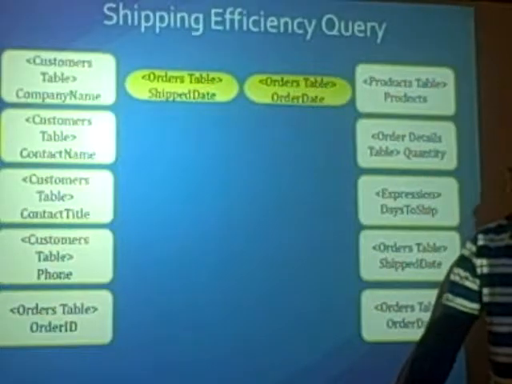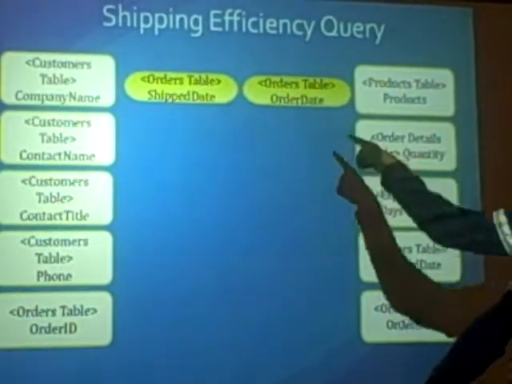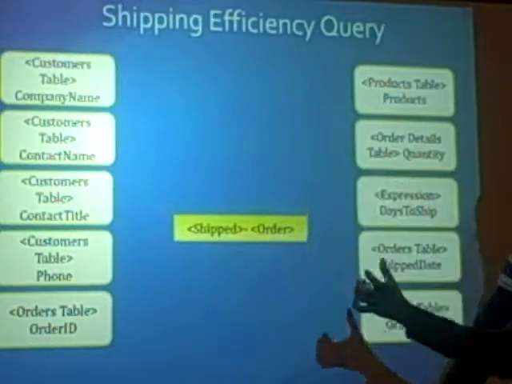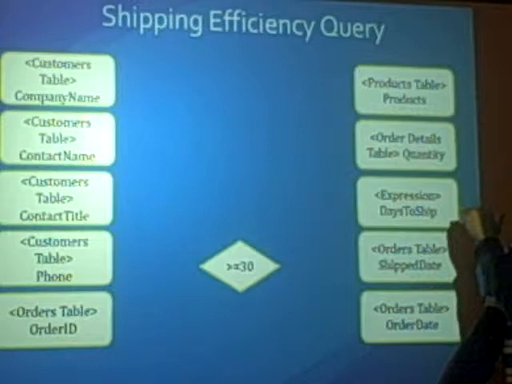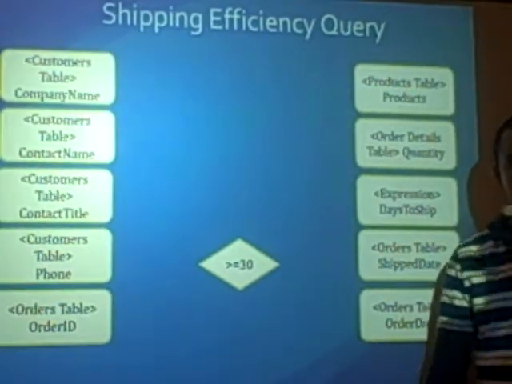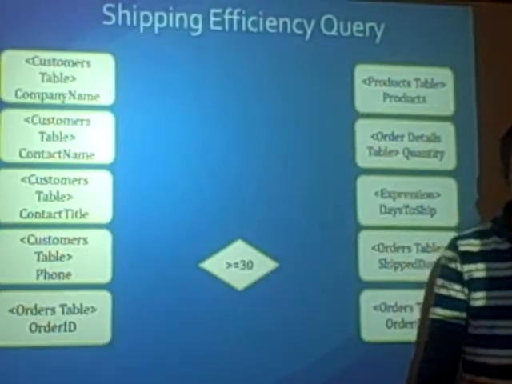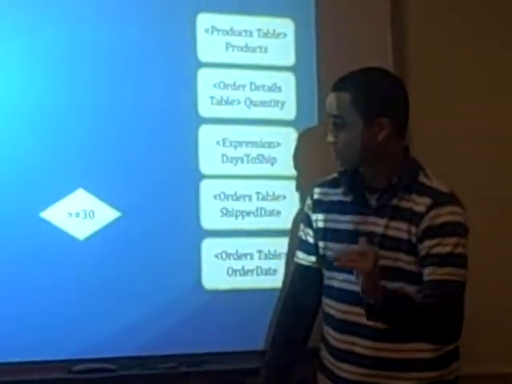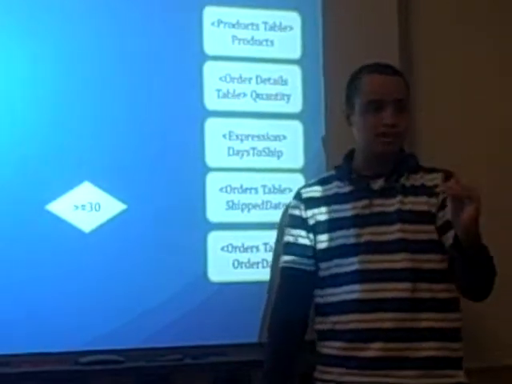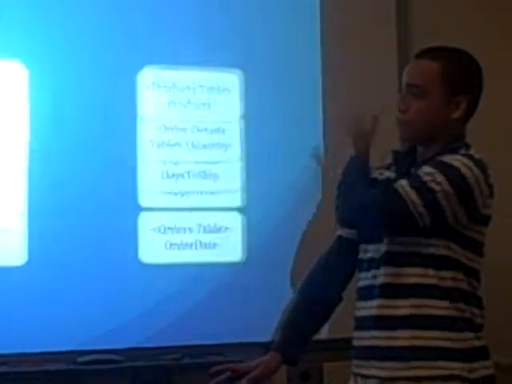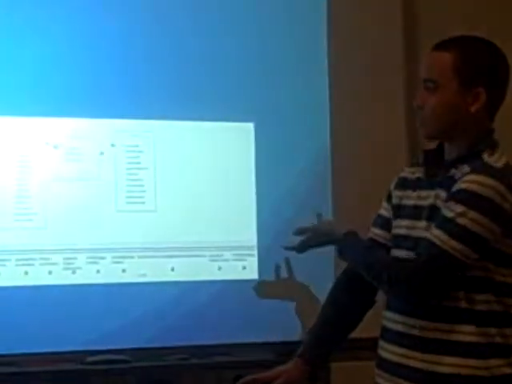We took shipped date and order date. We deducted order date from shipped date. Then we added a condition where days to ship has to be greater than or equal to 30. In other words, the query is going to return all the rows that are 30 days or more. That goes to the condition, to the field. We mix everything. We got our query in the design view. Then we run the query and we get our results.